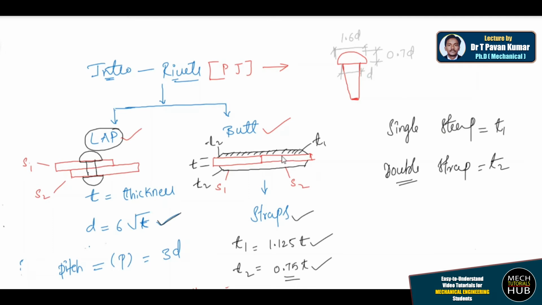If it is a single strap, T1 has to be considered. If it is a double strap, T2 has to be considered for both above and below straps. This is one more clarity I would like to mention where students will get confused. So this discussion of T1 T2 will not be there in case of a lap joint. That is one more point.